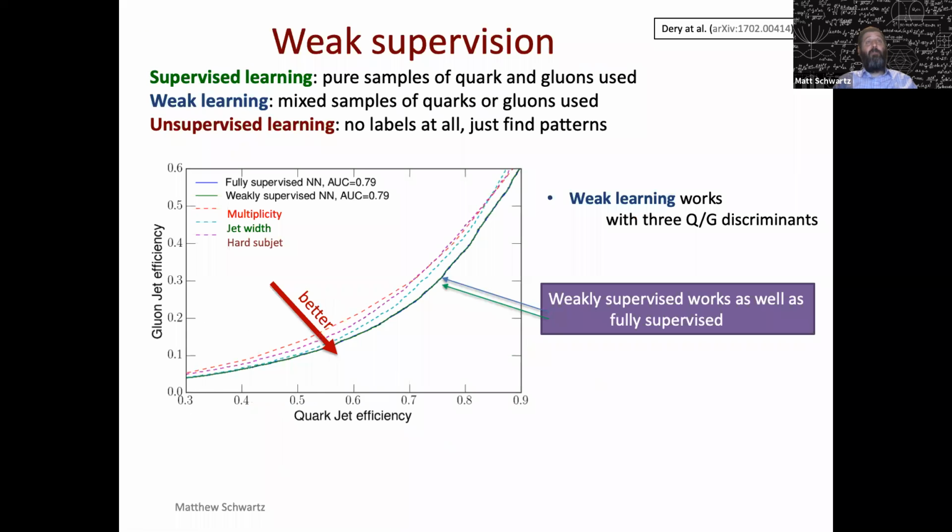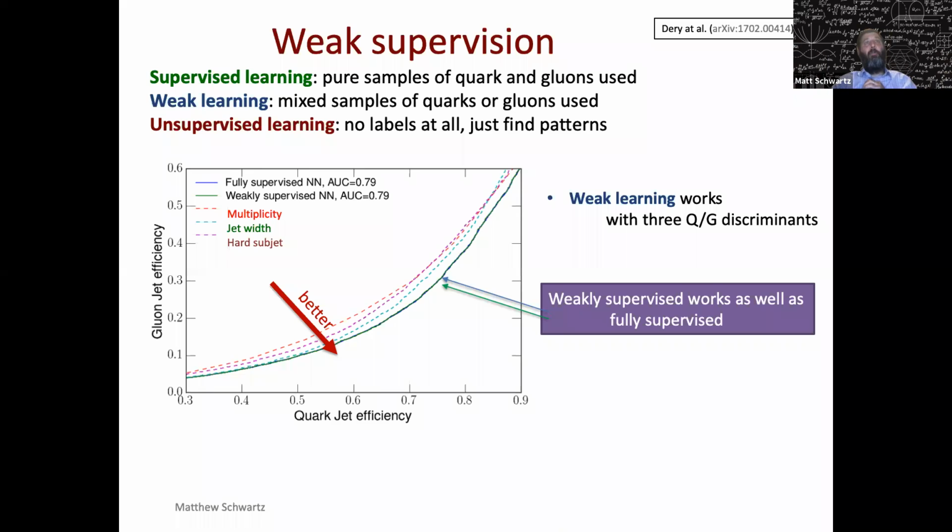So this unfolding is related to another experimentally motivated idea, which is weak supervision, right? So again, I can write these three categories. We talked a lot about supervised learning, where you have, say, pure samples of quarks and gluons, and you know what they are, and they have labels, and you try to learn those labels in the testing data. Unsupervised learning, we also talked about, where you have no labels at all, and you just try to find patterns. So we just learn the quark distribution, learn the gluon distribution, and then afterwards we can compare them or not.